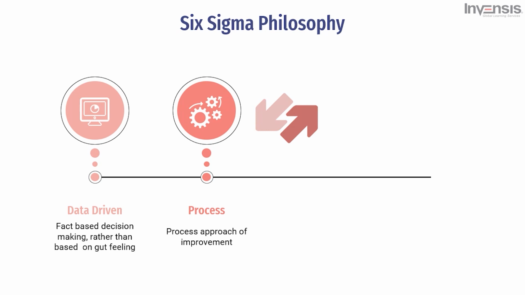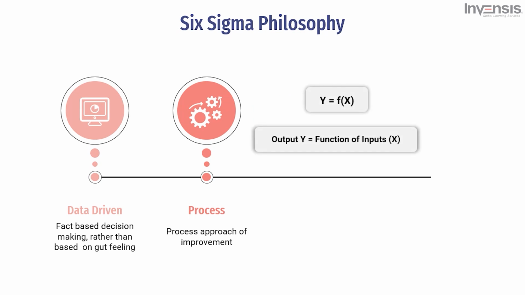Somewhere later, you will see an equation which is quite frequently used in Six Sigma. That is y equals f(x), and y here is output. So that means output is a function of x, and x is input here. So the output is a function of the input. Your input will decide your output.